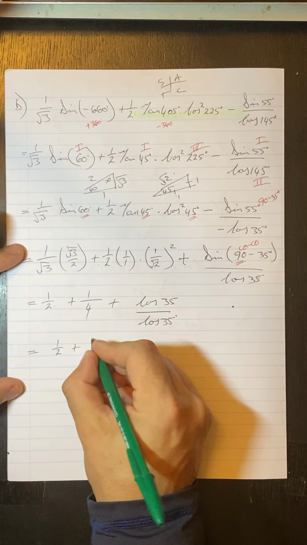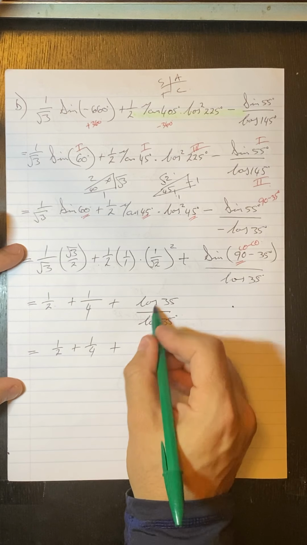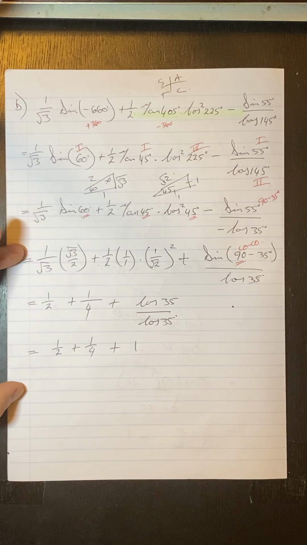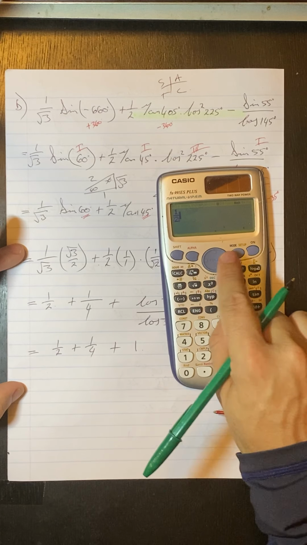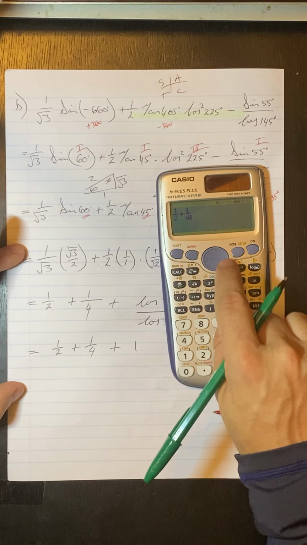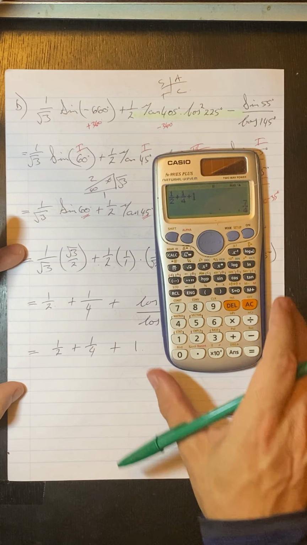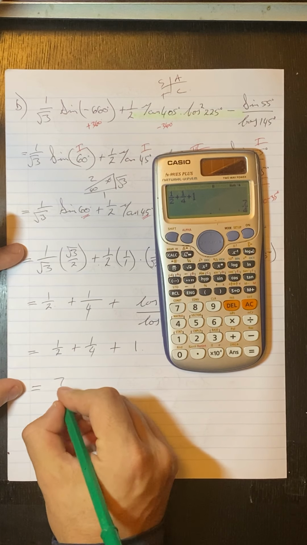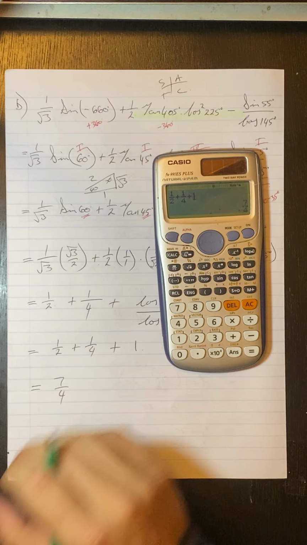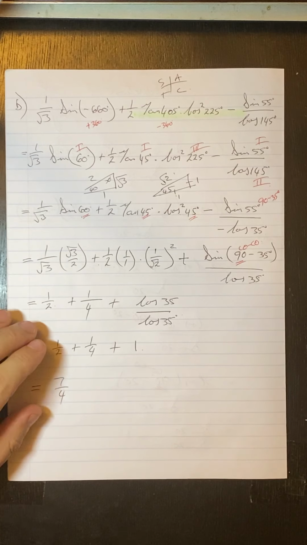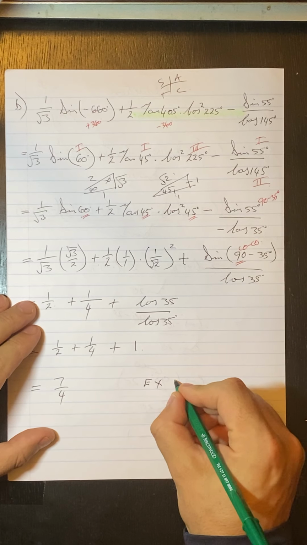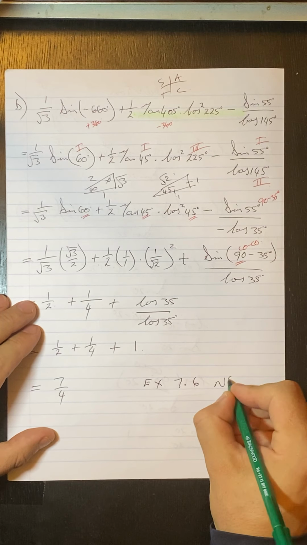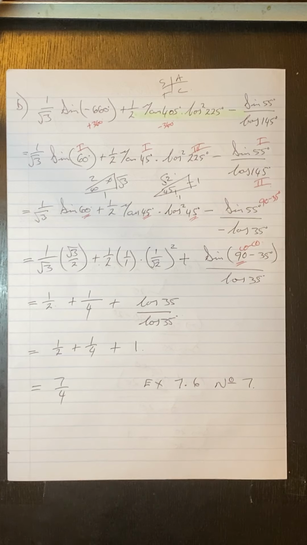Okay, so before I work out these two, I'm just going to work out this. So we get a half plus a quarter plus 1. From there, just plug it in on the calculator. And we get a final answer of 7 over 4. So that's not too bad. All right, grade 11s, I would like you to do exercise 7.6, number 7 for me, please. Thank you.